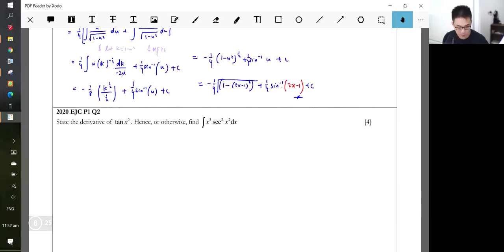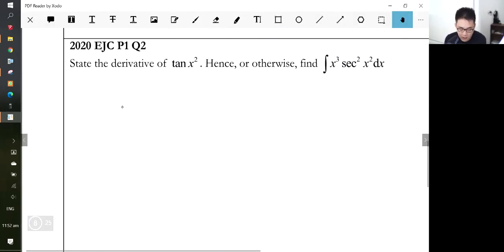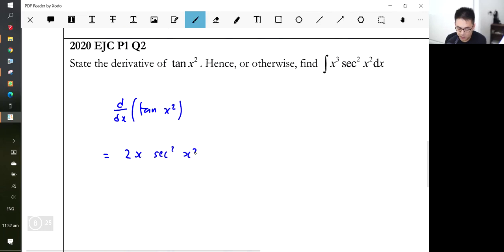Part here. Let's look at this. Okay, if you're not too sure about how to do this, just try, hear me out further. You can try the yi one. It's actually the same concept there. So you just find the derivative of tangent x squared. This would be 2x secant square x squared.